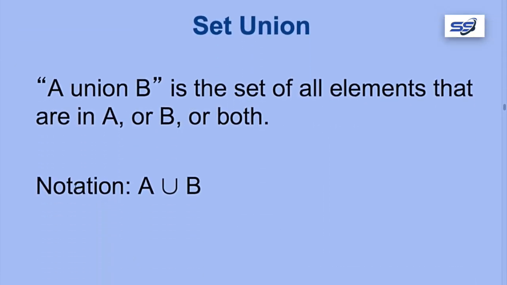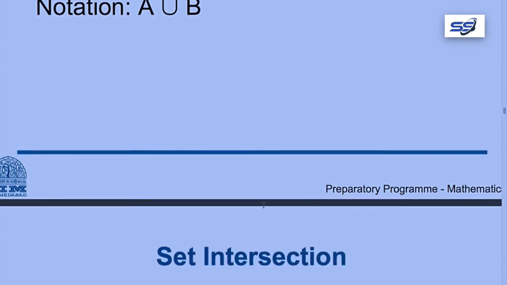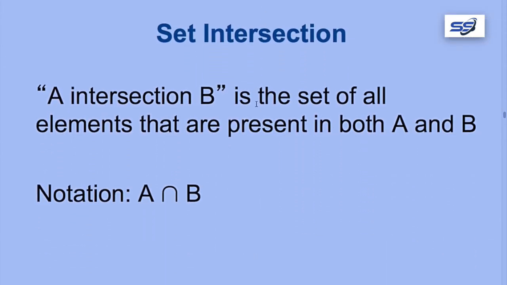Set union. A union B is the set of all elements that are in A or B or both. Notation: A ∪ B. Set intersection. A intersection B is the set of all elements that are present in both A and B. Notation: A ∩ B.